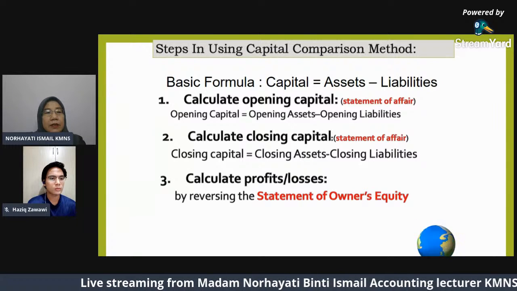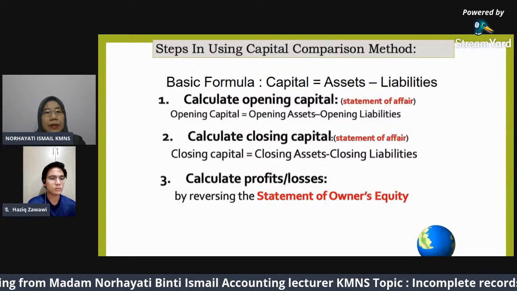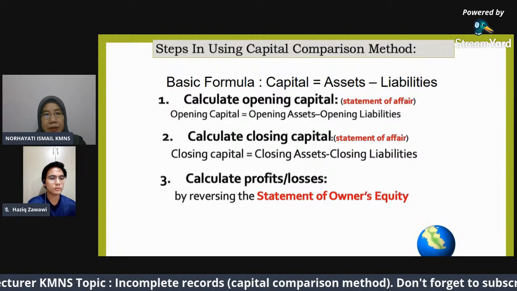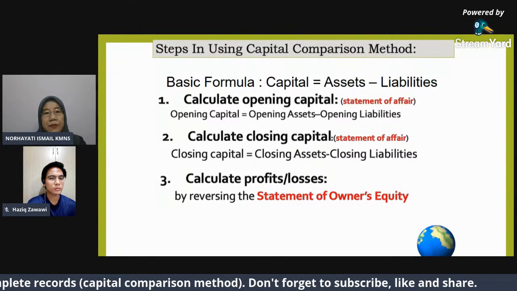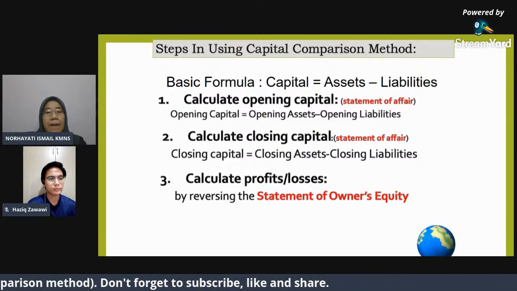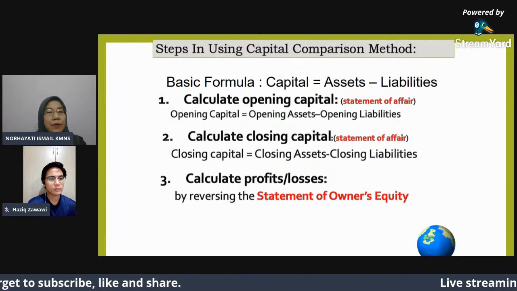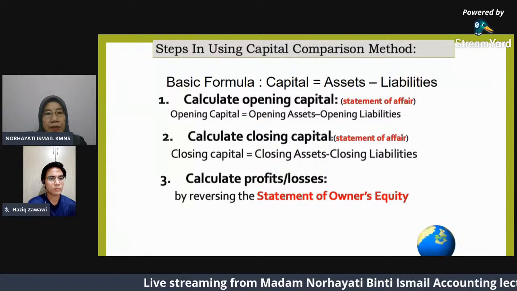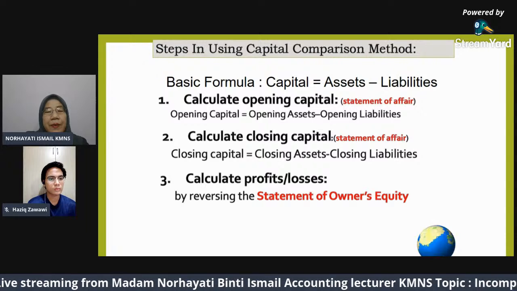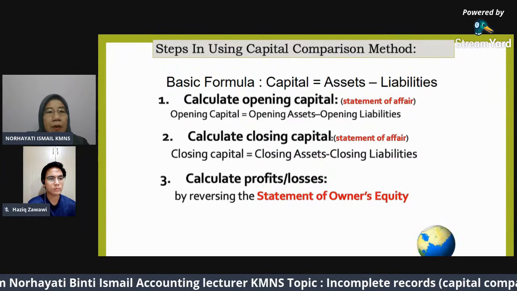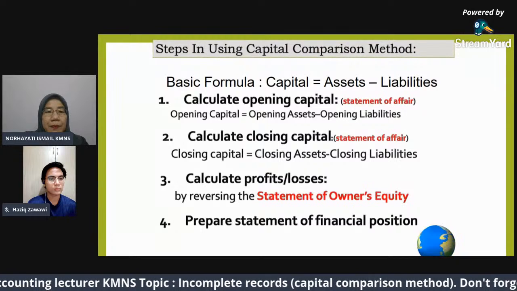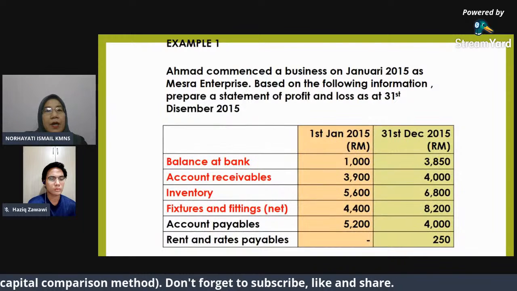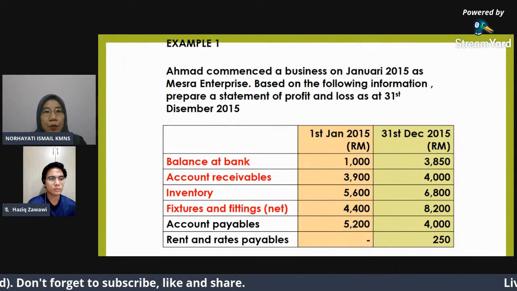Okay, the third step, we have to calculate the profit or loss. So we are using the statement of owner's equity, but we must reverse. We start with the closing capital, and you can find the missing figure. That one is profit or loss. And the last one, we must prepare the statement of financial position. Now we are going to do, for example, 1.